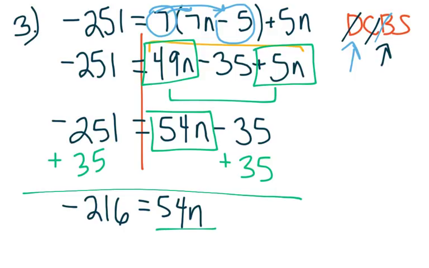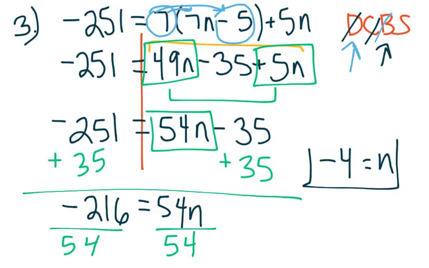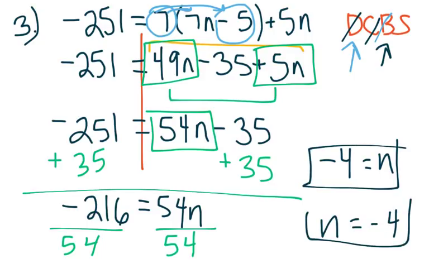Finally, we're going to divide both terms by 54. And you'll get that negative 4 equals n, or we could write n equals negative 4. And if we plug that back into the beginning, we would find that it's going to make our equation true.